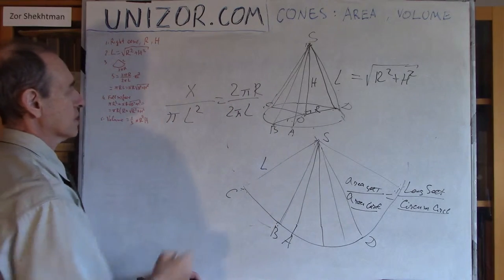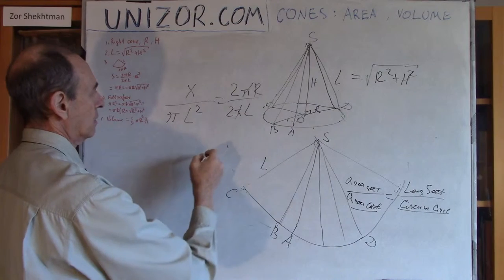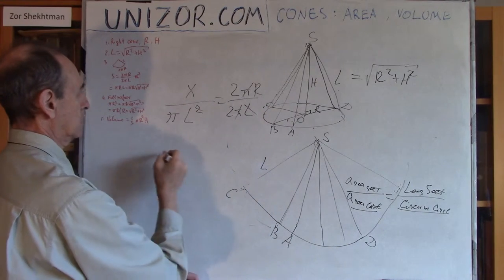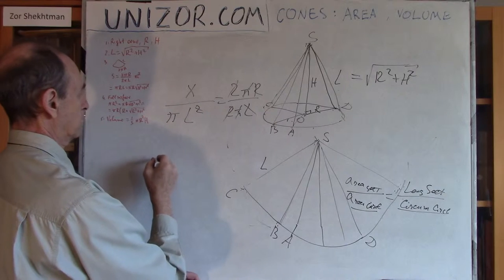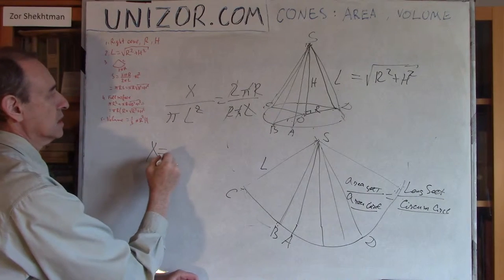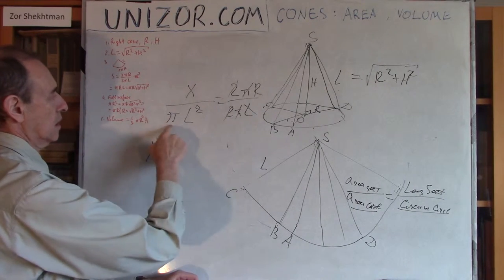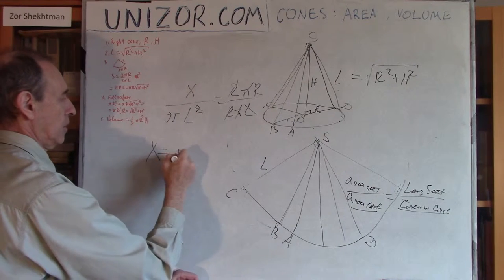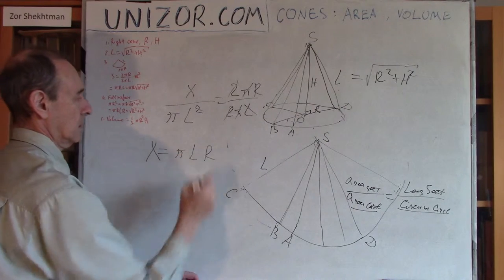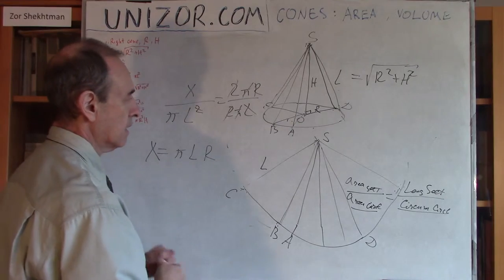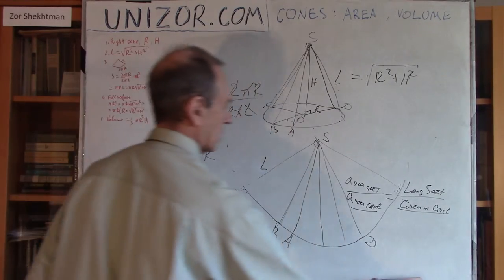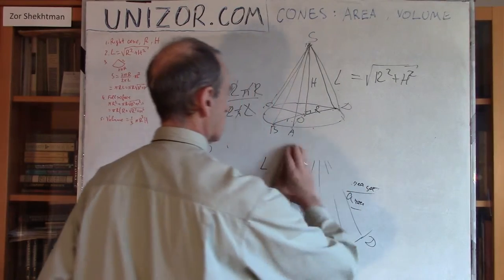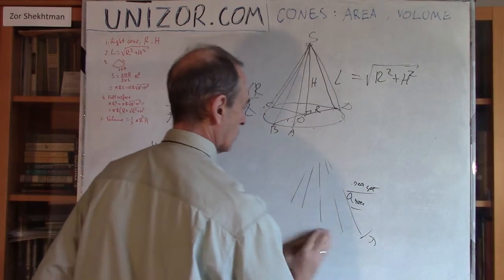So what do I get from this? Pi and pi, L and L, 2 and 2, and I have X equals pi L R. So that's my answer. That's my area of the side of the cone.